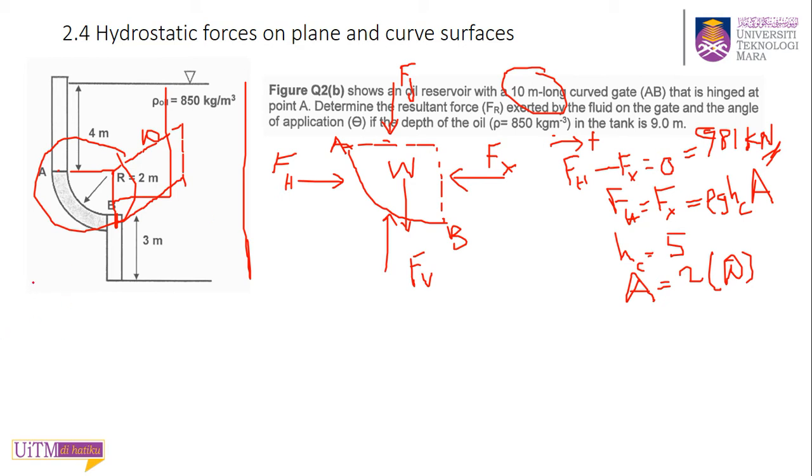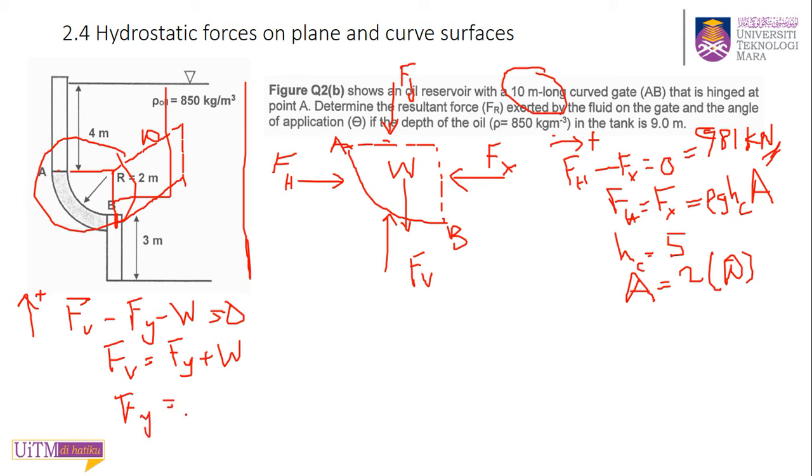We do the summation of FY now. Which direction do you take as positive? Upward is positive. So what's the equation? FV minus FY minus W equals 0. Okay, well done. So FV equals FY plus W. How do you find FY? FY is rho G H A.